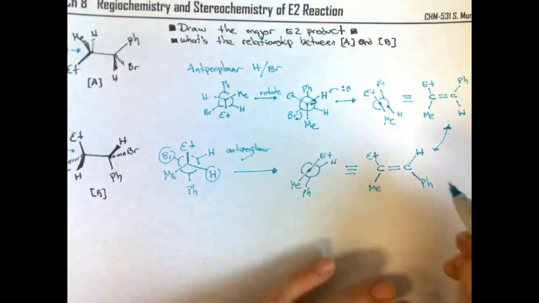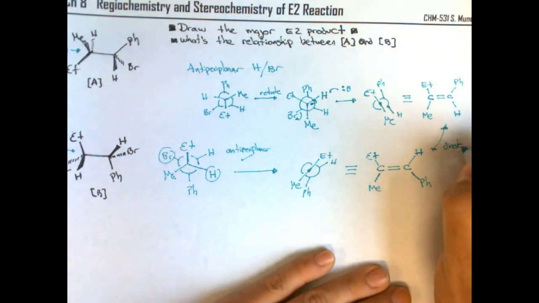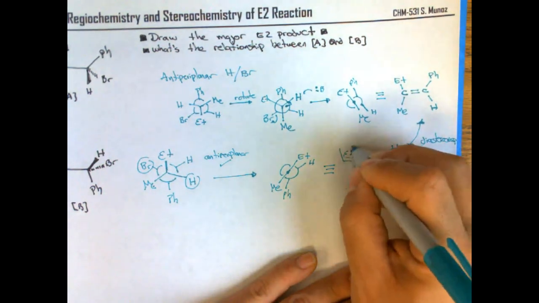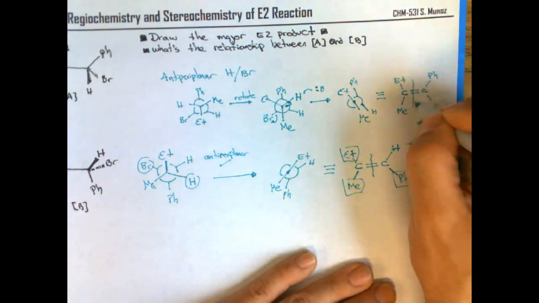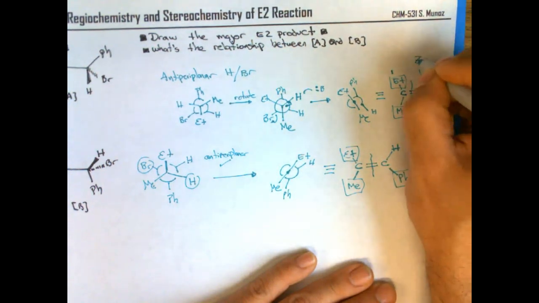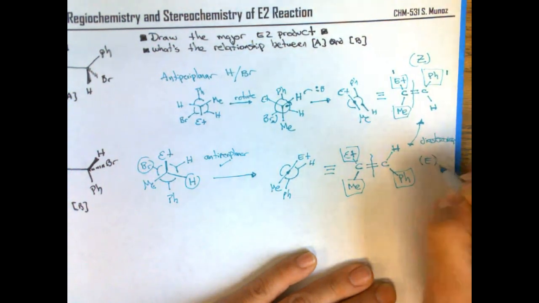How do we call this? These are diastereomers. And you should be able to assign E and Z configuration. You just have to split and assign priorities. Split, assign priorities. This is priority number 1, and this is also priority number 1. This is Z in the same side, and this would be the E.